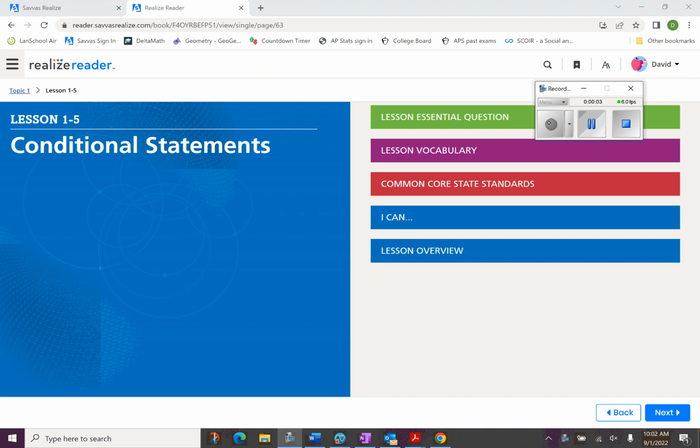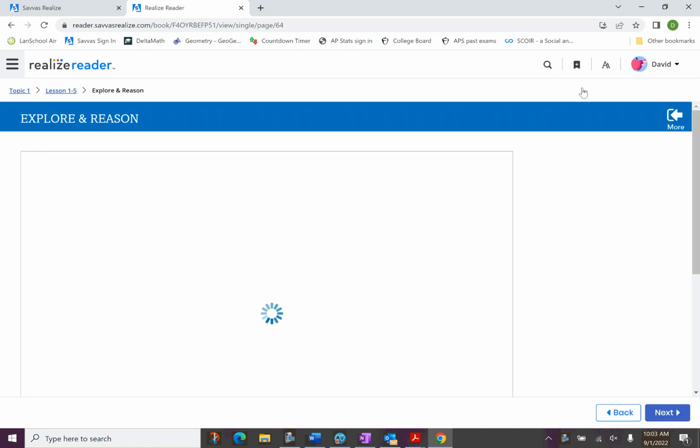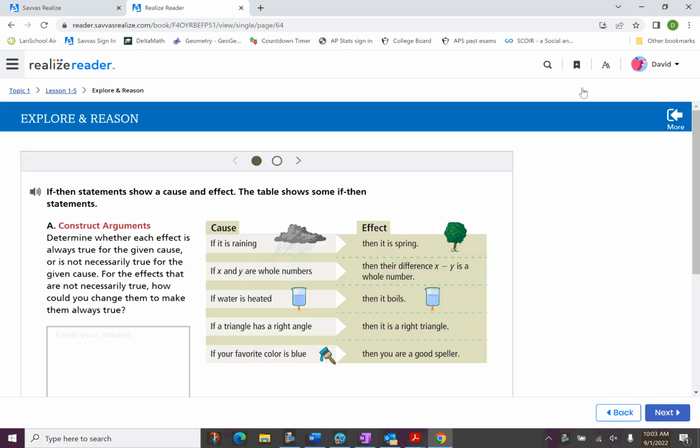Okay, let's move on now to section 1.5, conditional statements. You might be surprised that you've heard this already. You're familiar with conditional statements, maybe just not the terms that we are going to use. Conditional statements are frequently given in if-then form. Here are some examples of conditional statements.